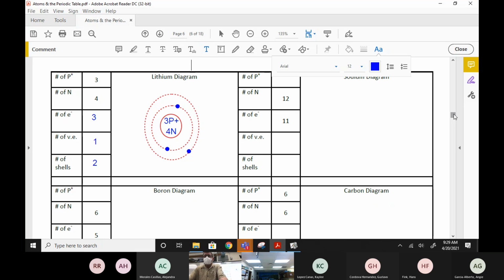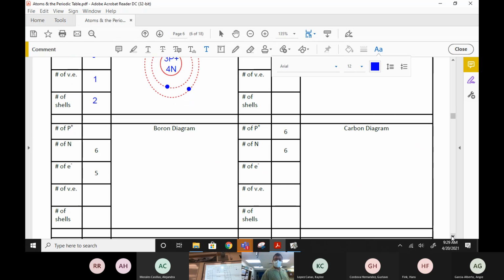Let me give you a couple of hints for these guys. So, boron should be pretty easy. It should look very much like the one we just did for lithium, except the outside shell has more electrons in it. And the same thing is true for carbon. Those guys all look very similar.